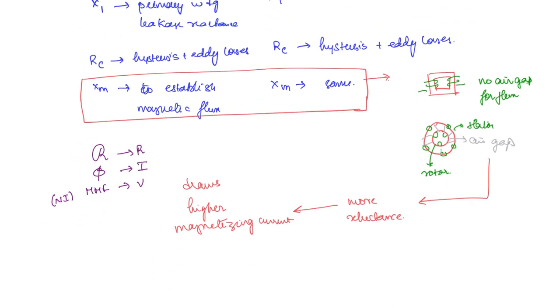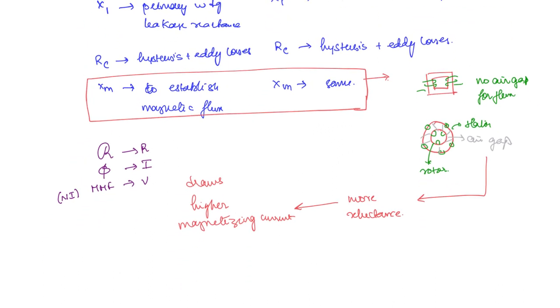So this is the important thing that you have to remember. Now, what is the effect of this on the magnetizing reactance? That means in comparison to a transformer, how will the induction motor magnetizing reactance be? Since it is drawing higher magnetizing current as compared to a transformer for a given supply voltage, this means that the reactance should be lower. So the induction motor will have lesser magnetizing reactance.